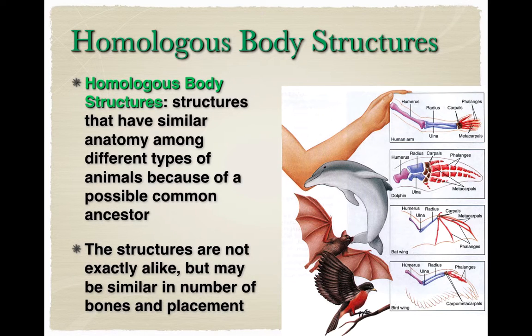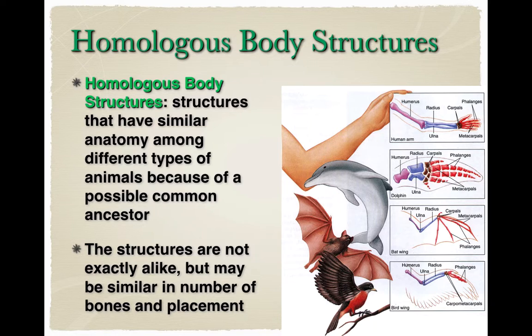We call these homologous body structures. Remember that the prefix homo means the same. These are structures that have similar anatomy, even though they are part of a different species. The hypothesis is that they are similar because they possibly share a common ancestor.